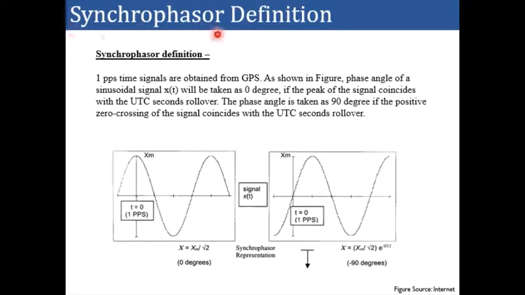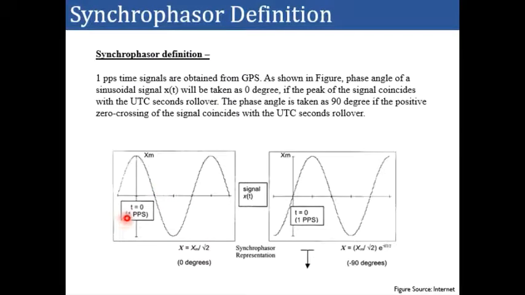Now, what is a synchrophasor? Let's see the definition of synchrophasor. 1 pps, that is pulse per second. From the satellite we get 1 pulse per second as a time synchronization signal. So 1 pps time signals are obtained from GPS. As shown in the figure below, the phase angle of a sinusoid x(t) will be taken as 0 degree if the peak of the signal coincides with the universal time clock seconds rollover.